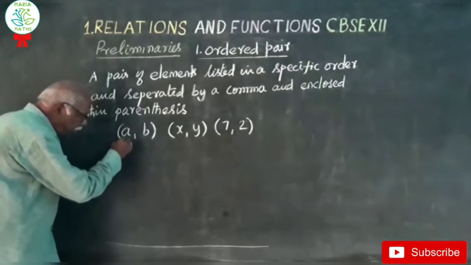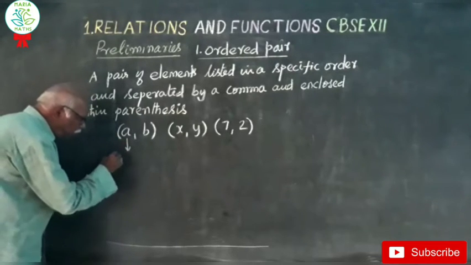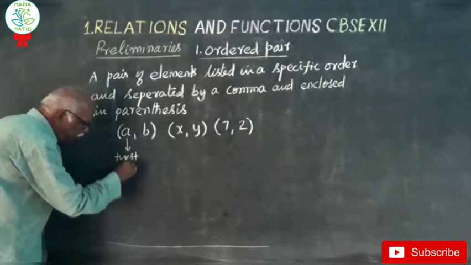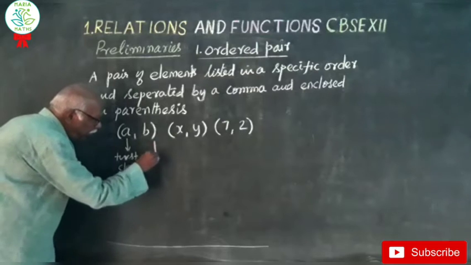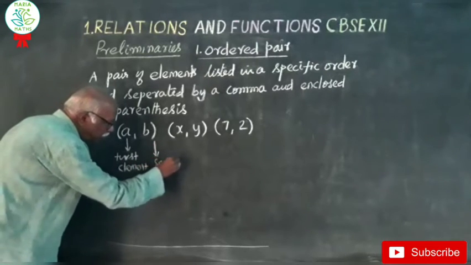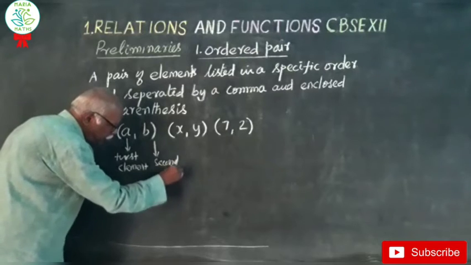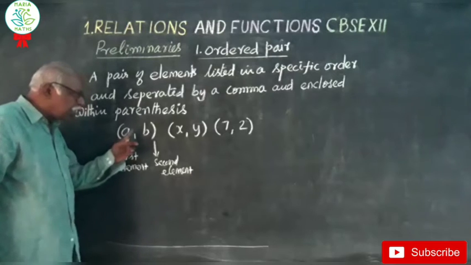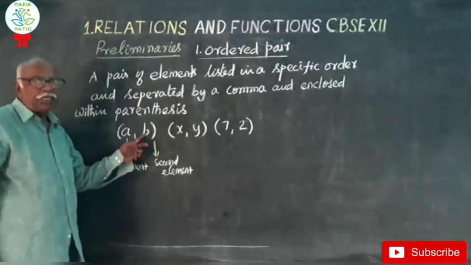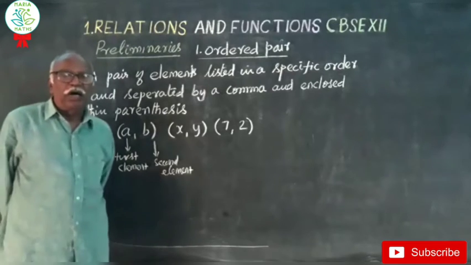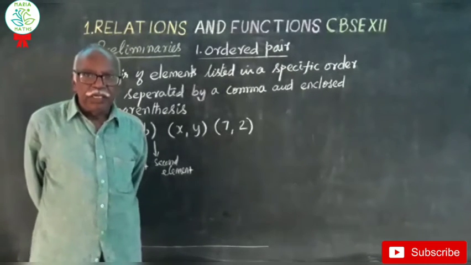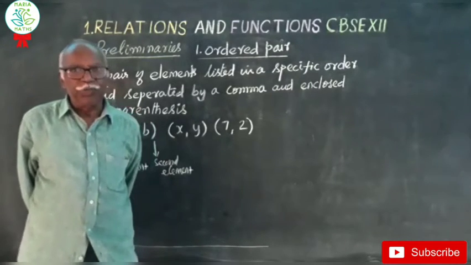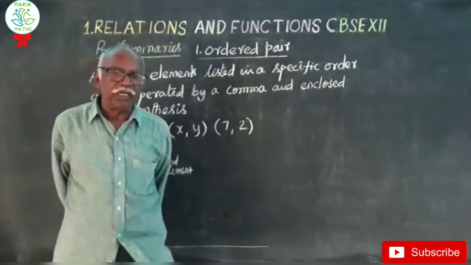In the ordered pair (a, b), a is called the first element and b is called the second element. Now the first element is related to the second element. Two ordered pairs are said to be equal if their corresponding elements are equal.